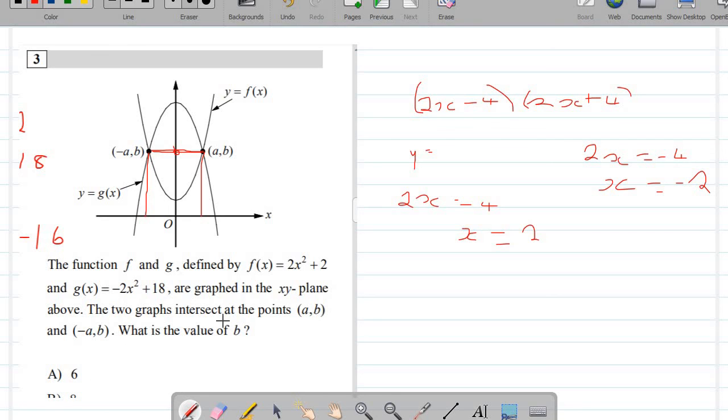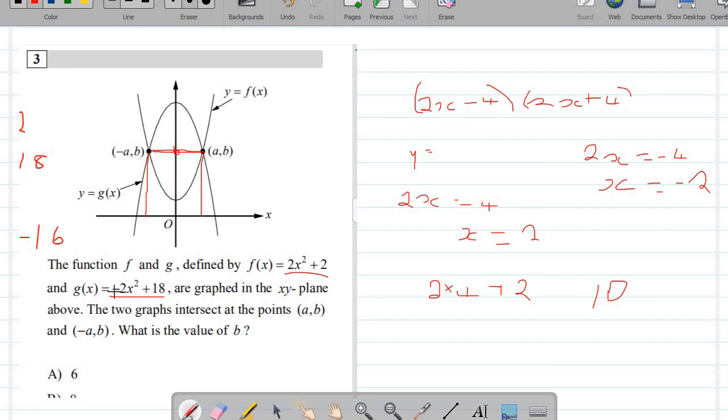And then b, you want to know what b is. You see, b is the same in both. So put your 2 and minus 2 into this. Since we have gotten x as 2, drop it into any of the equations. Minus 2 squared will give you 4. 2 times 4 plus 2 will give you 8. 8 plus 2 is 10.